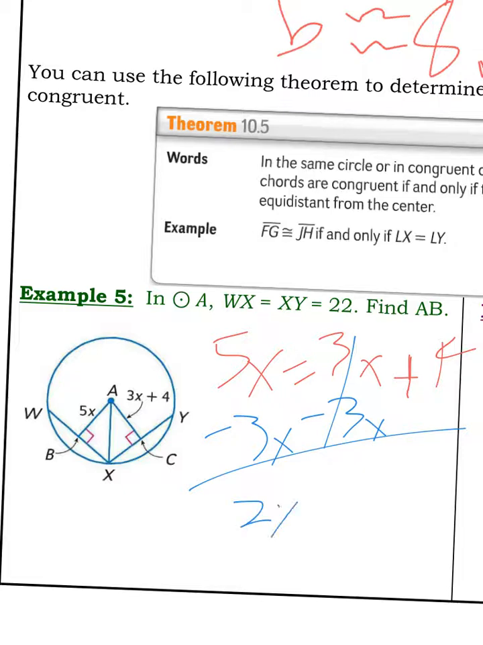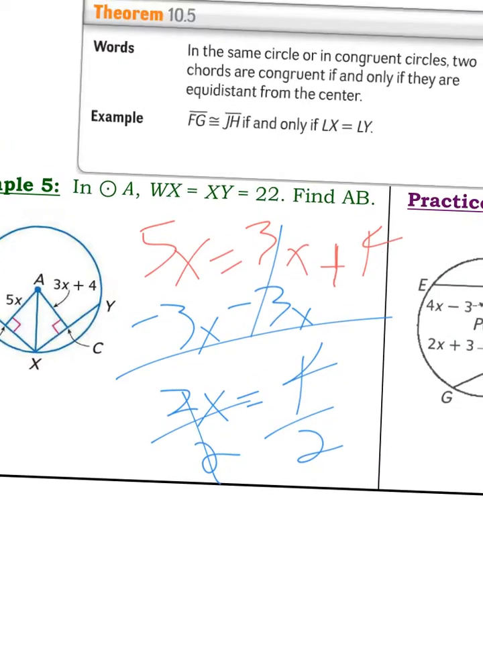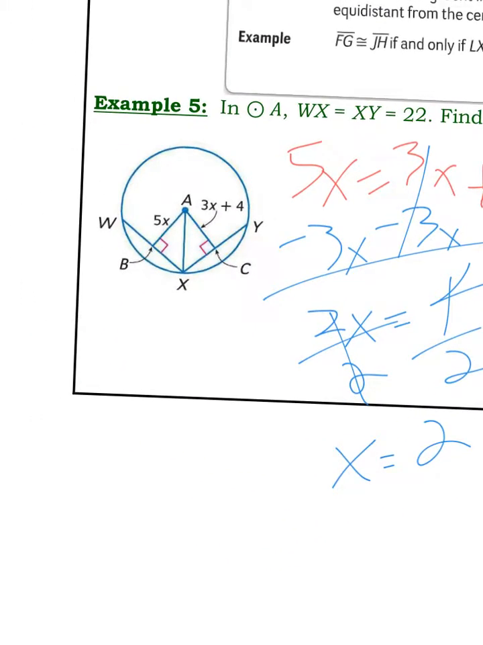So I get 2x equals 4. So I get x equals 2. I just need to plug that in to figure out what AB is. What's 5 times 2? That's 10. 10 is AB. Yay, we did it.